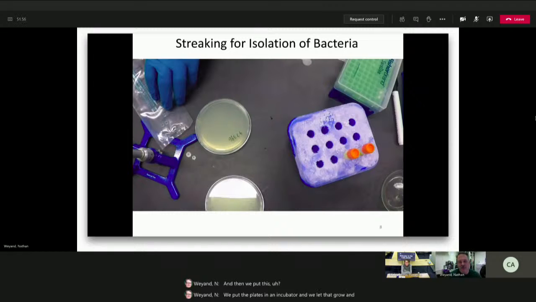And where you have one bacterial cell on the agar surface, it begins to divide. And so it divides into 2 cells, and then 2 cells divide into 4 cells, and 4 into 8, and so forth. And when you come back to the plate the next day, you have a pile of bacteria that you can see with your eye.